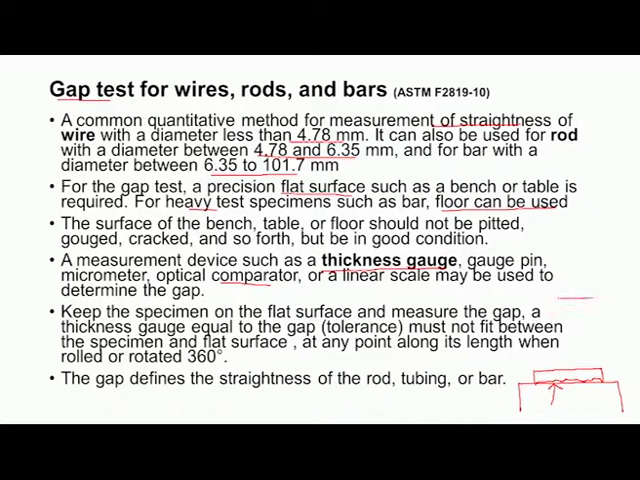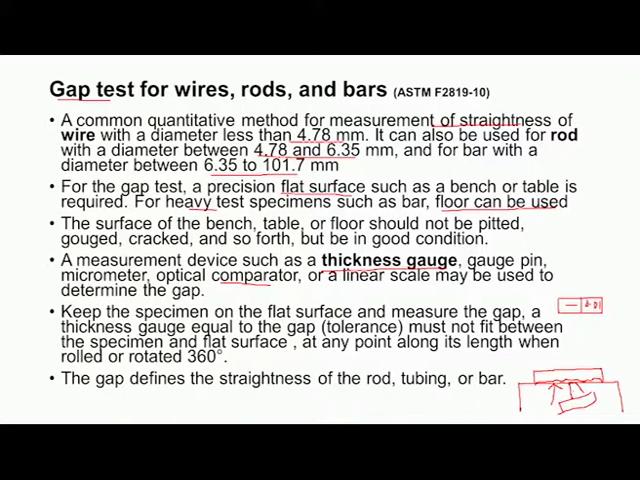Now, say the straightness is specified as 0.01 millimeter, that is a 10 micrometer gap, 10 micrometer error is allowed. So, what we have to do? We have to take a thickness gauge of 10 micrometer, and we should try to insert it here in the gap.